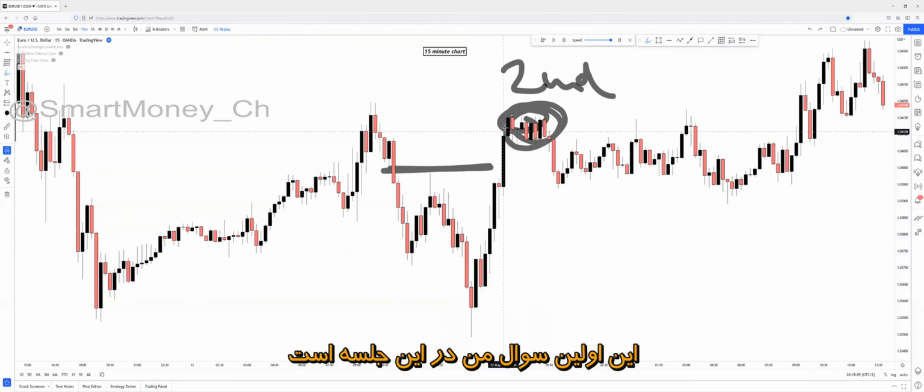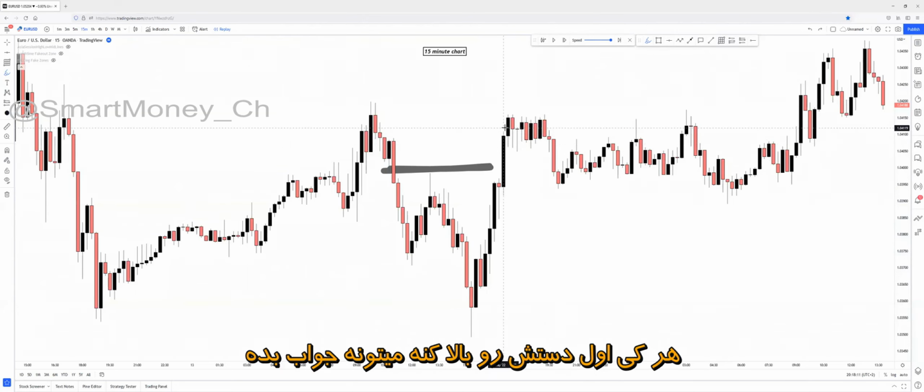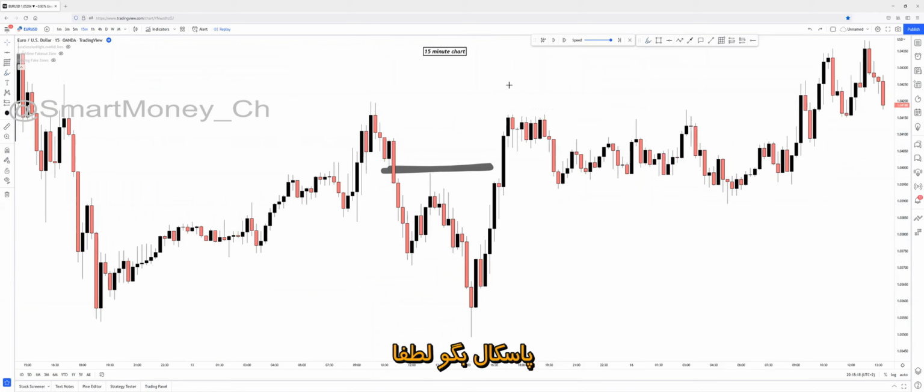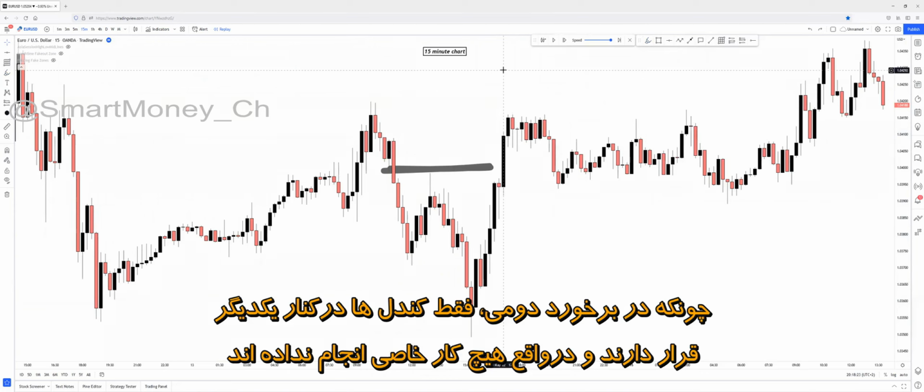And here's my first question for you. If you raise your hand first, you can answer the question. Why isn't it a liquidity? Why can't we call this a liquidity right here? Noel, please. Pascal? Because on the right side, it's just candles next to each other. Exactly. They're not doing anything. Exactly. Thank you for the answer.